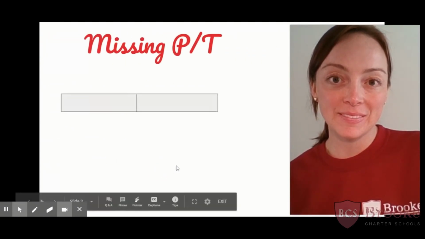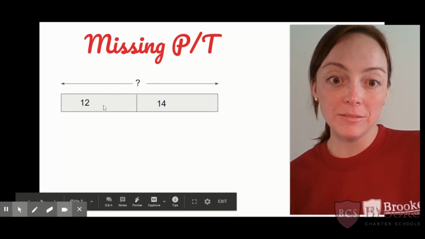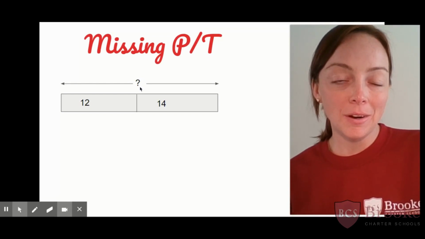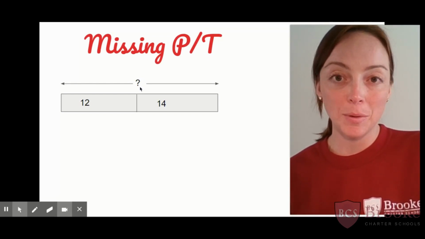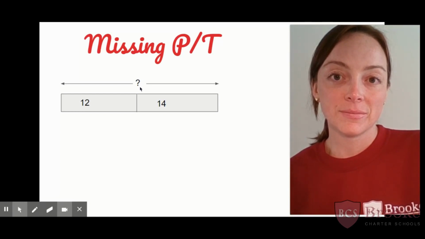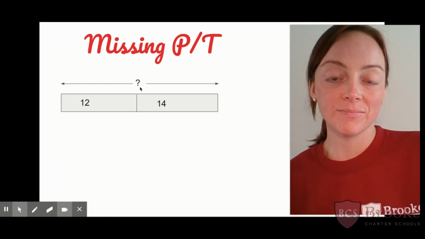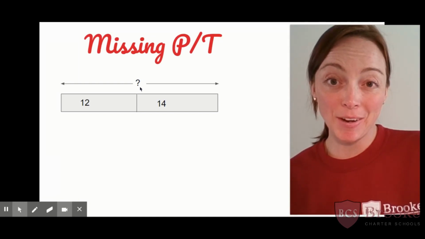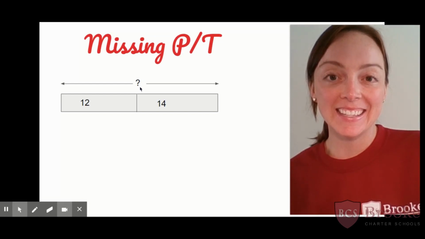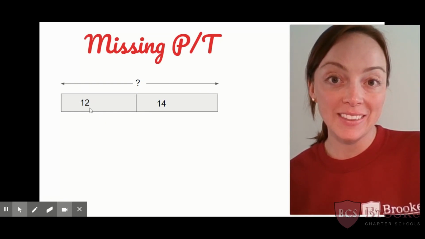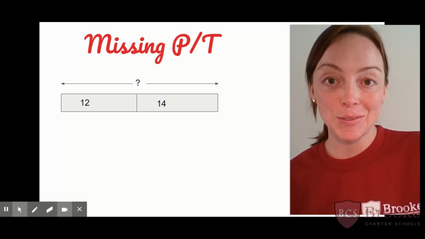Next one. My bar model says 12, 14, question mark. Copy it down. And while you do that, think about, are we missing a part or are we missing a total from this number bond? So what were you thinking? Missing total or missing part? Say it. Exactly, missing total. We know our 2 parts, but we don't know what value they make when we put them together. Get to work finding the missing total.